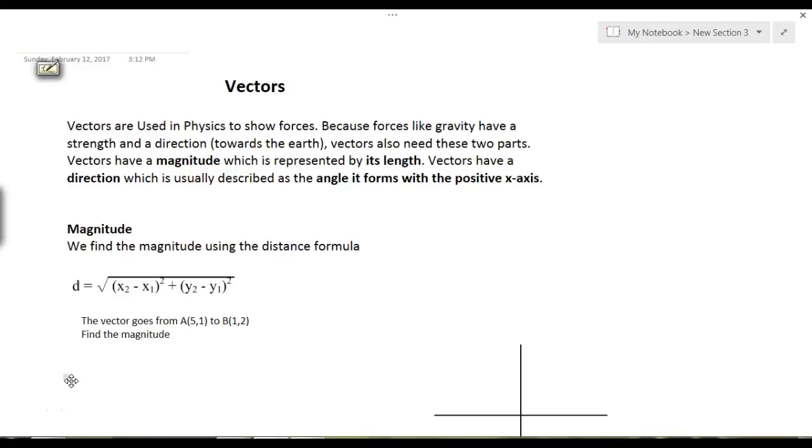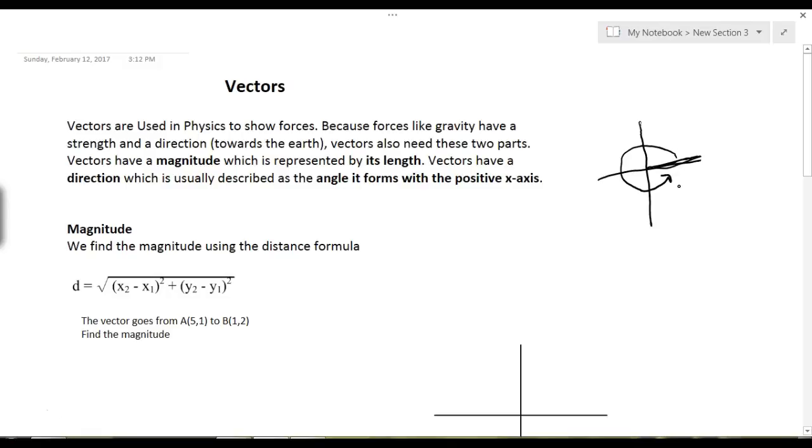The strength of a vector is called the magnitude, and it's represented by the length of the vector. Vectors also have a direction, which is usually described as the angle it forms from the positive x-axis. So if I had my x and y axis, this is the positive x-axis here. The angle it forms from the positive x-axis going counterclockwise is the angle that we're going to look for.